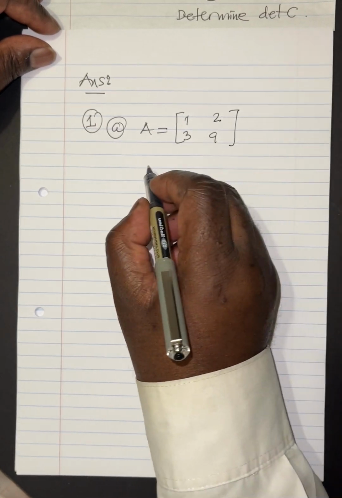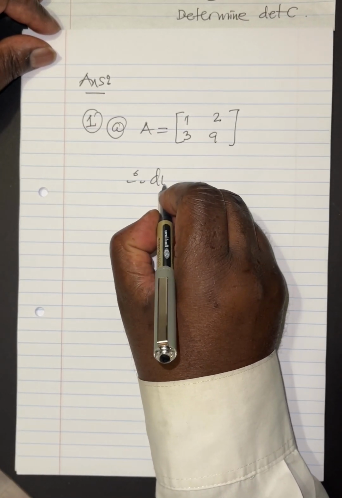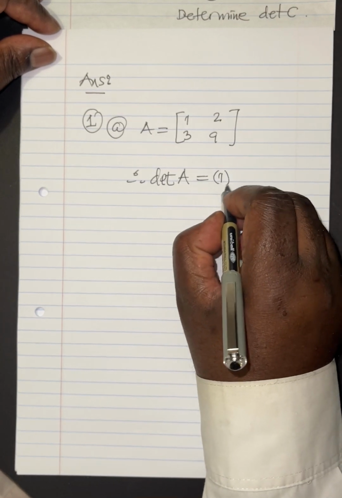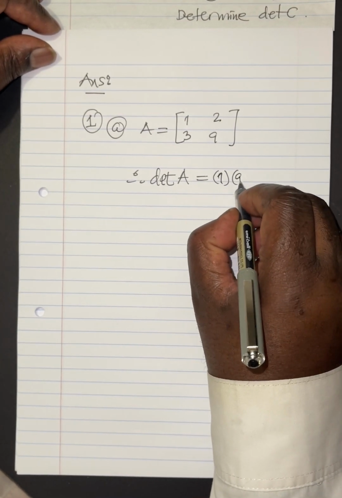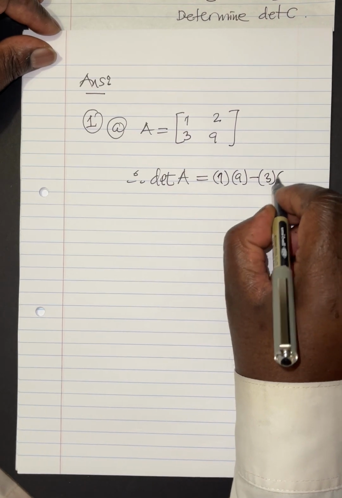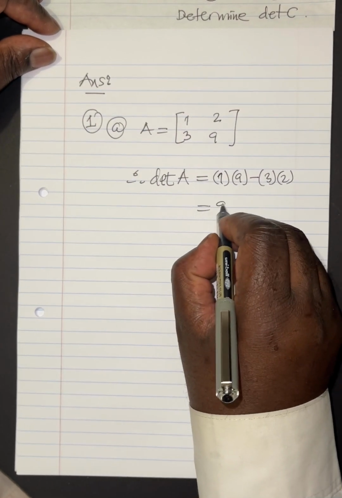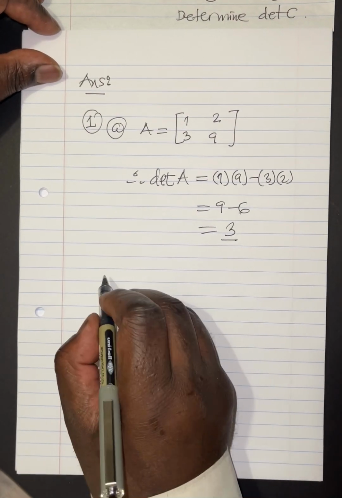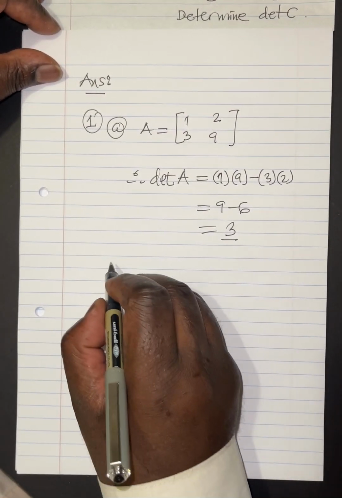So we're going to say, therefore, det of A is going to be equal to 1 times 9, then minus 3 times 2. This is 9 minus 6, and the answer is 3. Let's look at number B quickly.